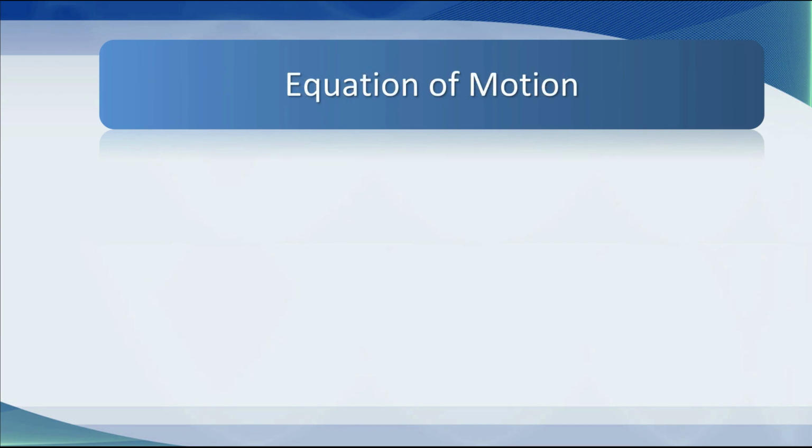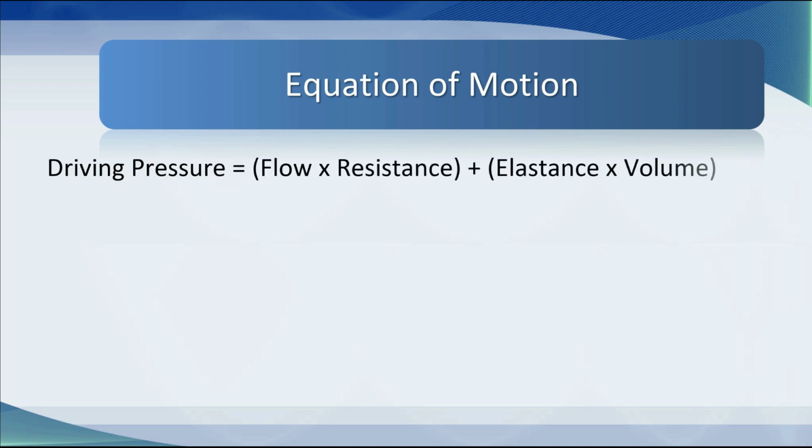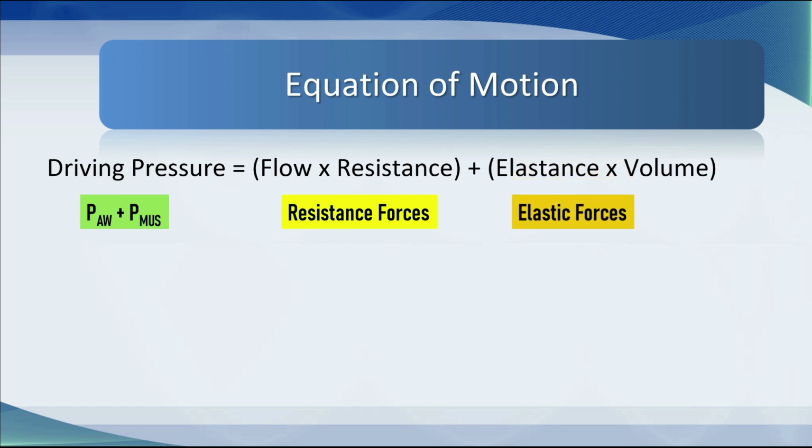To understand any assisted mode of ventilation, you must take into account a simple equation of motion. That is, the driving pressure, which is the patient's muscular effort, plus the positive pressure provided by the ventilator, equals the power required to overcome the resistance forces, the artificial airway and the bronchi, and the elastic forces, the tendency for the lungs to collapse in on themselves.